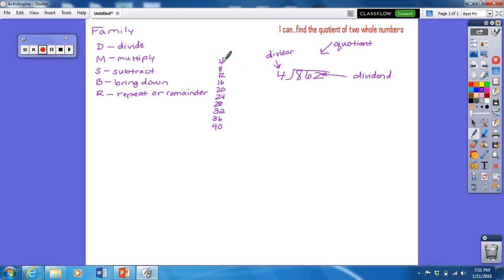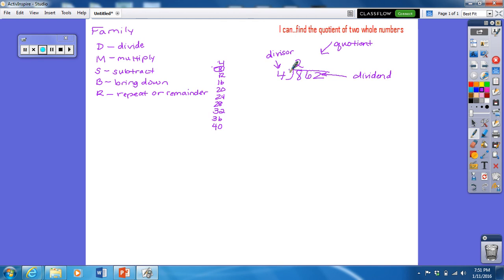So we come over to our list of multiples, and 4, 8. Oops, I made a mistake there. Let me erase that. Okay, we want to count down until we get as close as we can to this number in our dividend, which is 8. I found an exact match, which is 8. To put the first digit in my quotient, I need to count down how many I have. 1, 2. So a 2 goes here. That's how many times 4 can go into 8.